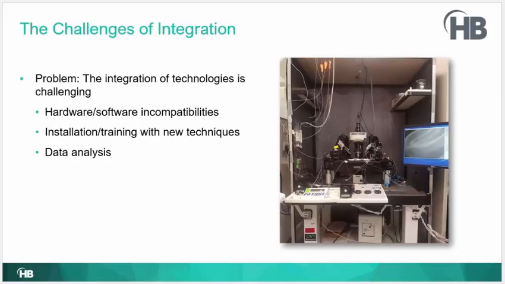Okay, so all that being said, although integration is an incredibly important thing for every neuroscience lab, there are lots of challenges that come into play when trying to do this. One really clear one is incompatibilities between hardware and software. I have this image here of an electrophysiology rig to illustrate the point, because this thing kind of looks slapped together.